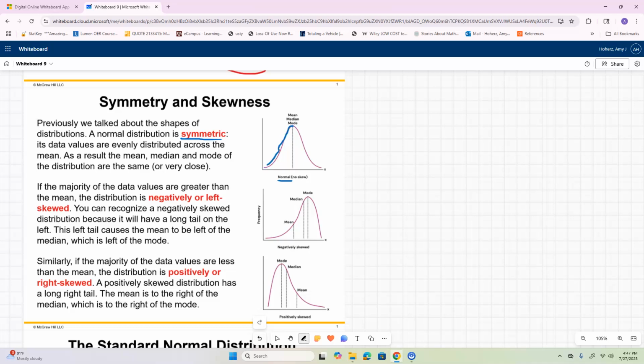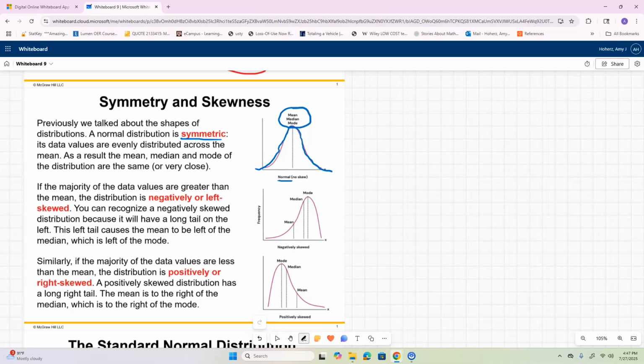Okay, so this would be 50% of the data to the left, and 50% of the data to the right. If you folded it over, it would land on top of each other. No skew at all. And again, mean, median, and mode are all right in the middle. They're all equal to each other. Or if it's approximately normal, they'd be close to each other.